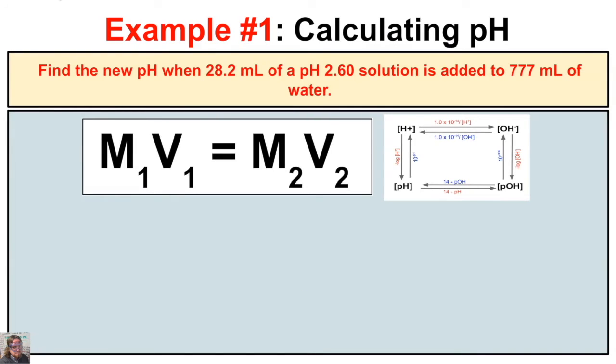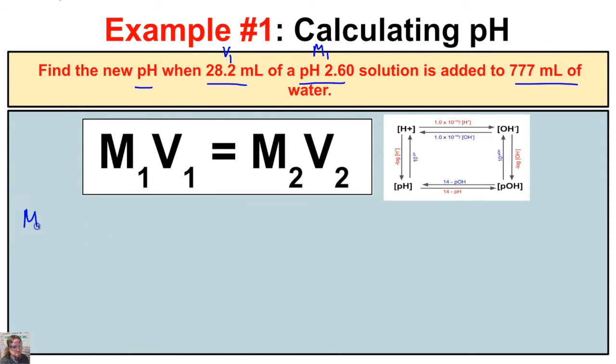And so in this problem right here, it says to find the new pH when we take 28.2 milliliters of a pH 2.60 solution, and we're going to add this to 777 milliliters of water. And so if we take a look, there's a lot going on here, but what we can see is that our starting solution has a pH of 2.60, right? And from this, we should be able to figure out M1, or the molarity of our solution, using this little diagram right here. And this is our V1, this is our volume, and we're going to have to convert this to liters.